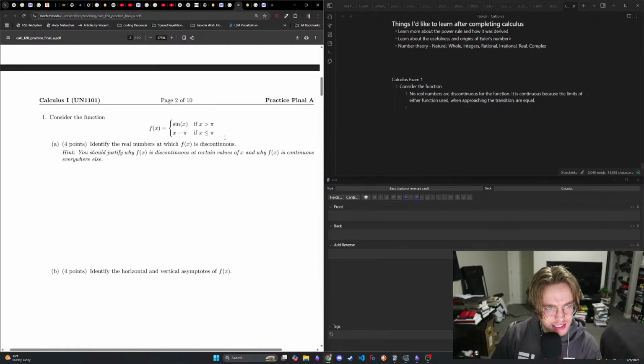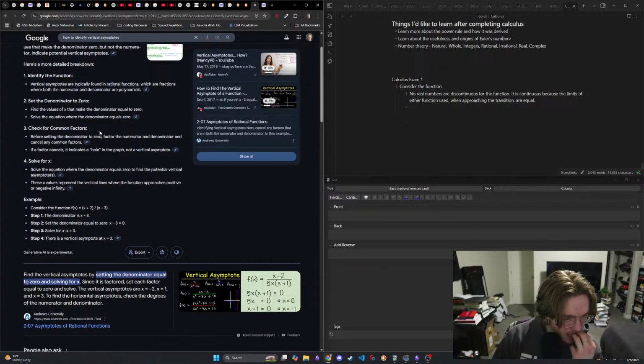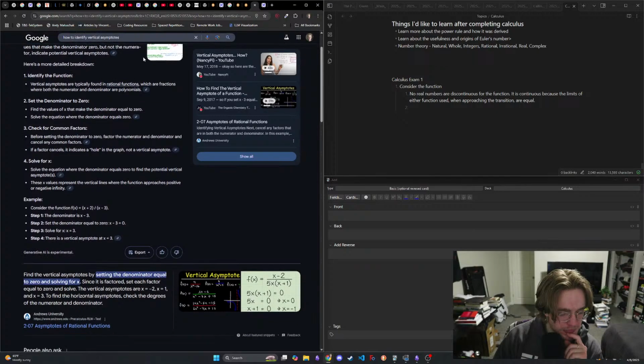Okay, so I don't believe this has any horizontal asymptotes. Sorry, vertical. Let's see. Set the denominator equal to 0 and solve for x. The x value that makes the denominator 0, but not the numerator, is a potential vertical asymptote. Okay. So I don't believe we have a vertical asymptote here, because we don't have a denominator.